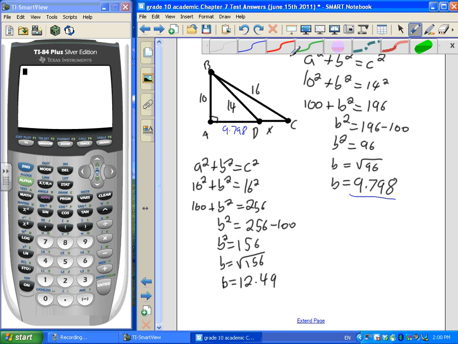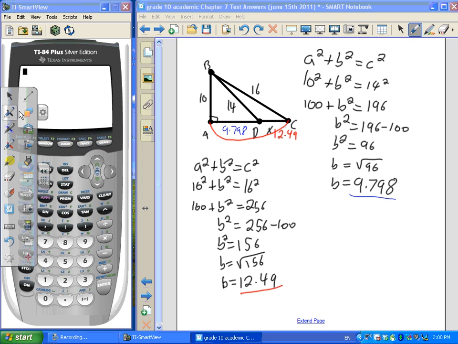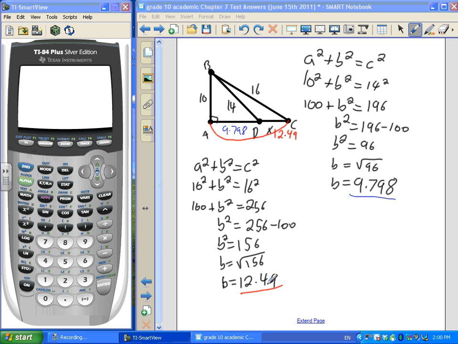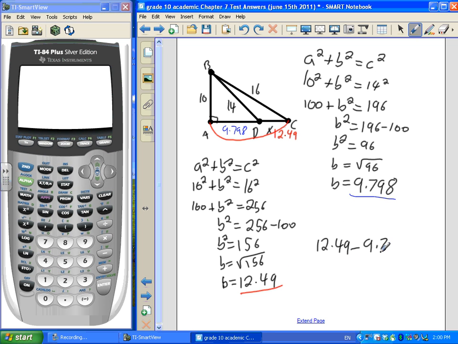But in order to solve X, that's from A to C, so make a loop going from A to C for that. Yeah, there you go. It's 12.49. So we now know that X is equal to 12.49 subtracted by 9.798. So 12.49 subtract 9.798 is equal to X. X equals 2.69. So our distance of X is 2.69.